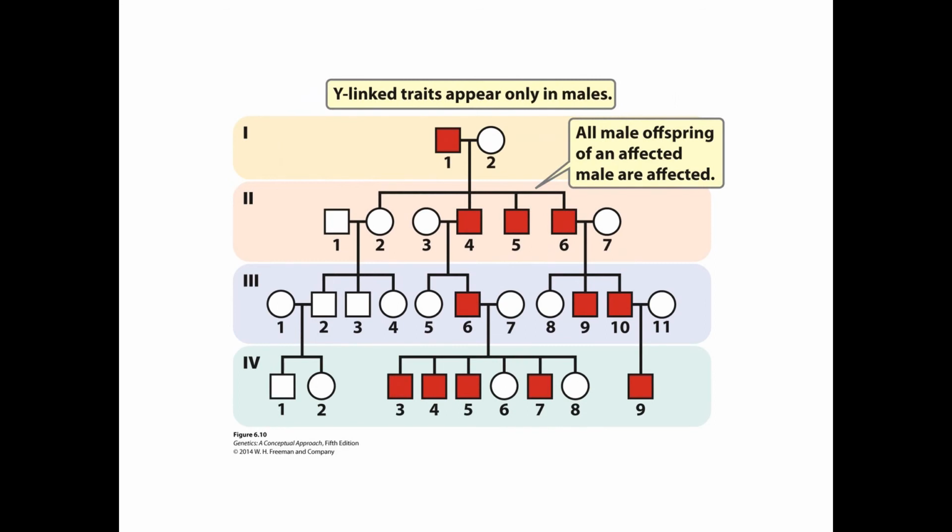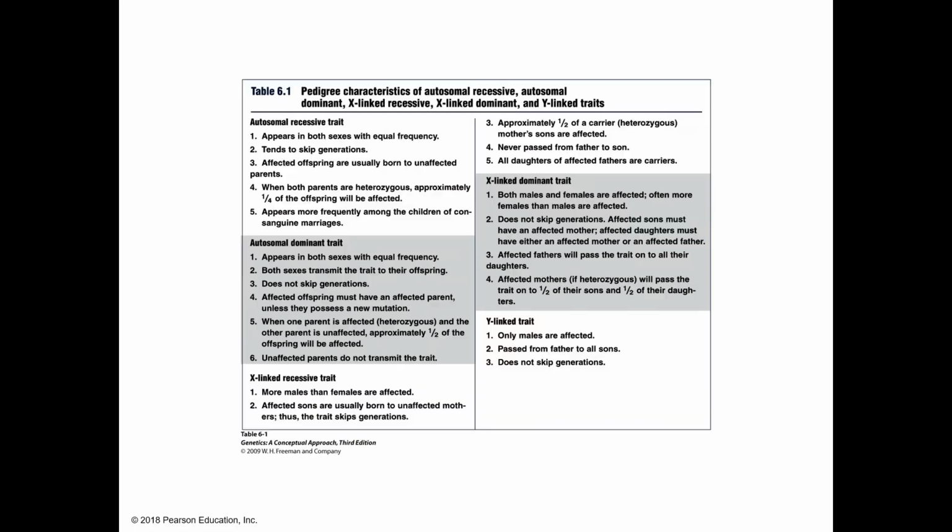Y-linked traits tend to be passed down from males to their sons. This means that every male in the pedigree, if they have a father who is affected, will also be affected. These kinds of traits are relatively rare, but they do occur. This summarizes pretty well the types of inheritance that we've talked about today, with the exception of incomplete and codominance.